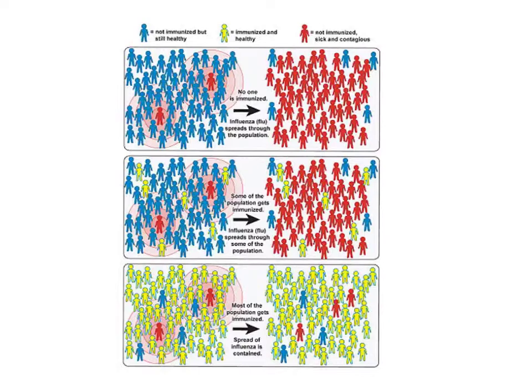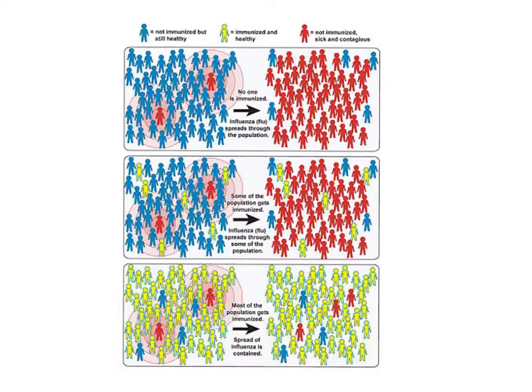okay, so here I've got the not immunised but healthy blue individuals, immunised and healthy are the yellow ones, and the not immunised, sick and contagious ones. Okay, so if I've got a population of people who are not immunised, and we put some people who've got the disease amongst it, what will happen is the disease will spread quite rapidly and affect the majority of the people in that population.